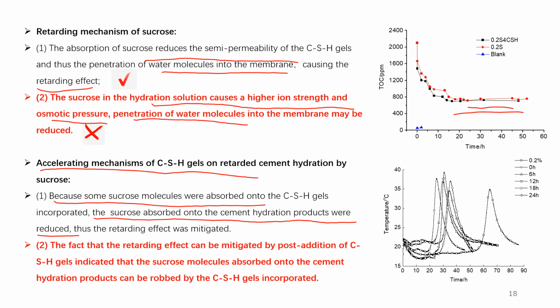And also from the fact that the retarding effect can be mitigated by post-addition, that is delayed addition, of CSH gels, this indicates that the sucrose molecules absorbed onto the cement hydration products can be robbed by the incorporated CSH gels.